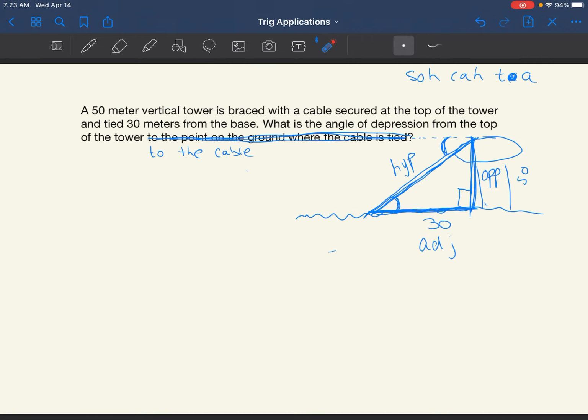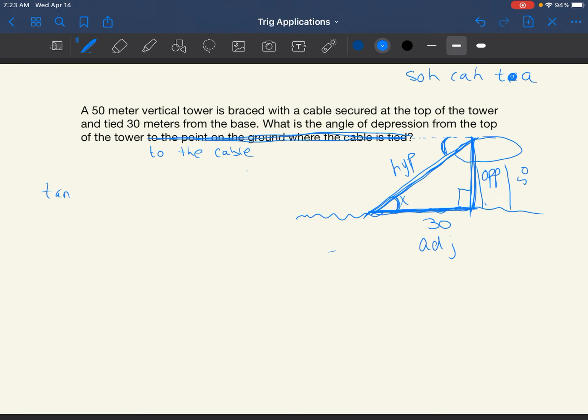So I need to use the opposite and the adjacent. I have to use O and A because those are the two measurements I have, and I'm looking for an angle. So I have to use O, A. I have to use tangent. So I'm going to write that equation right over here, and I'm looking for the angle, which we will call X.